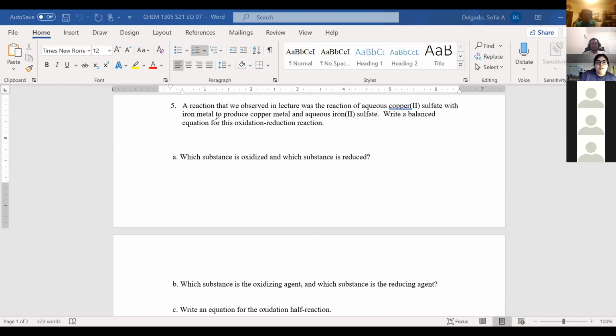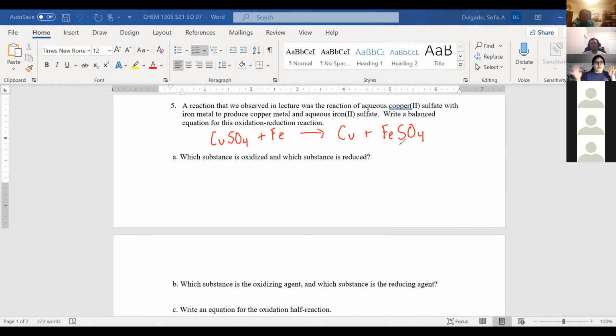So, it says the reaction you observed in lecture was aqueous copper II sulfate, so CuSO4, right? And iron metal to produce copper metal and aqueous iron II sulfate, right? So, oops, I took away half of the practice. I'm sorry, I didn't finish reading the question.